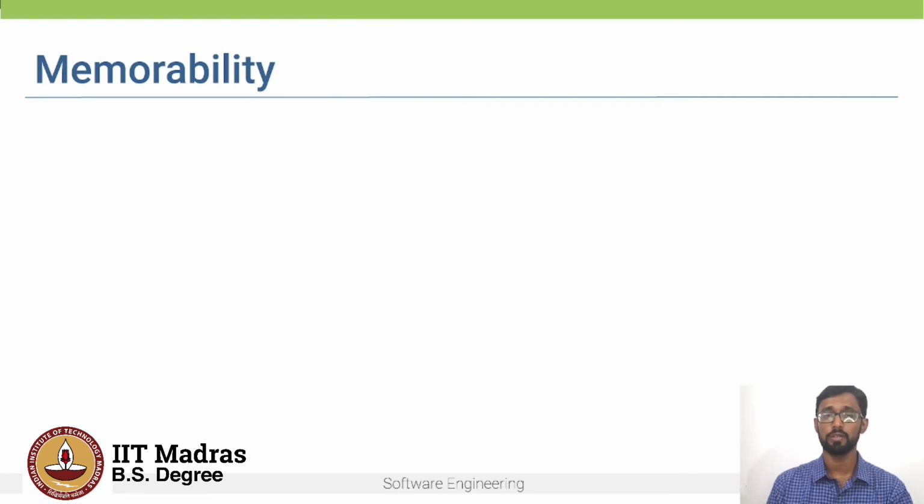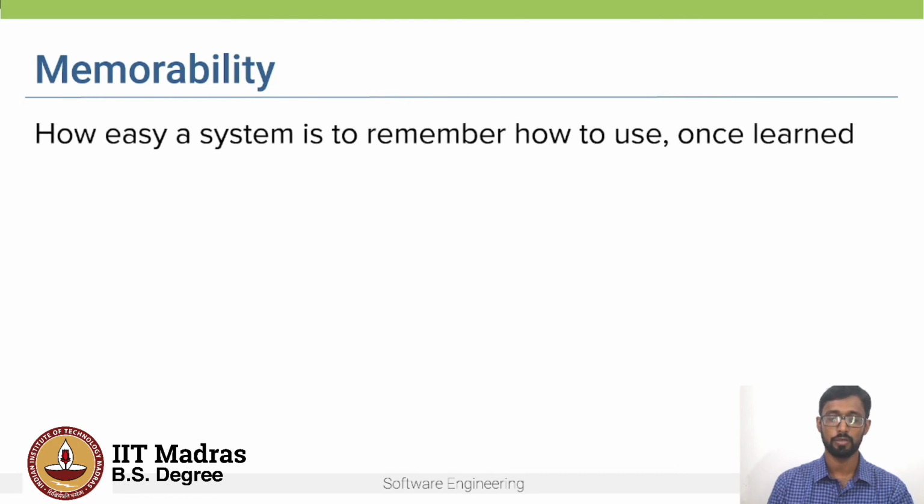Another important usability goal is memorability. Memorability refers to how easy a system is to remember how to use once learned. This is especially important for interactive systems that are used infrequently. So let's say if users haven't used a system for a few months or even longer, they should be able to remember how to use it. So they shouldn't have to keep relearning how to carry out tasks.